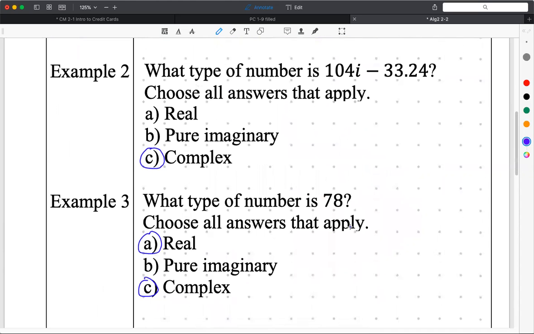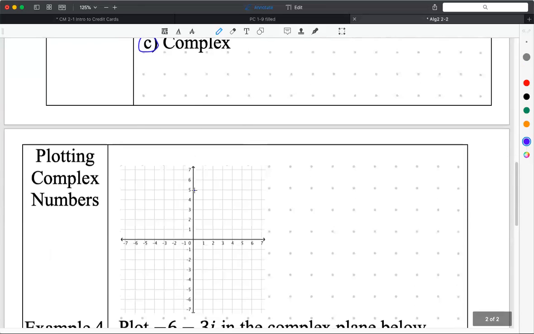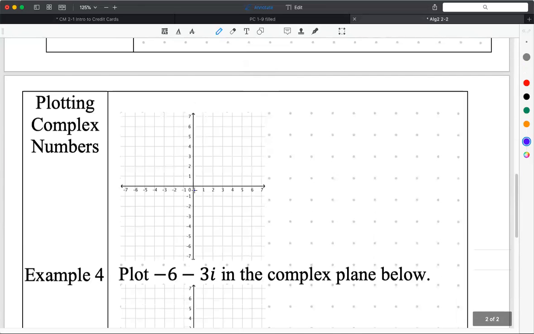Okay. Give me a fist of 5 on how well you think you know how to choose real, pure imaginary, or complex. I'm getting lots of 4s and 5s, a 3 from Jose. Jose, do you have a clarifying question? A 4 from Jenny. Any questions, Jose? Okay, yeah, I guess the Khan Academy assignment will make that clear. But yeah, let's move on to plotting complex numbers.